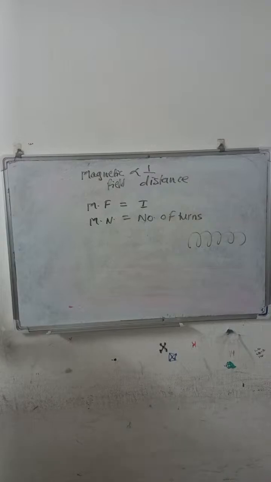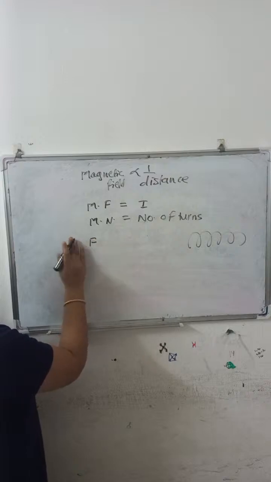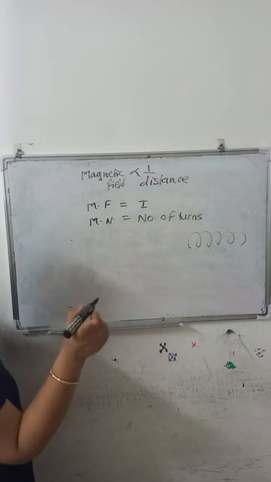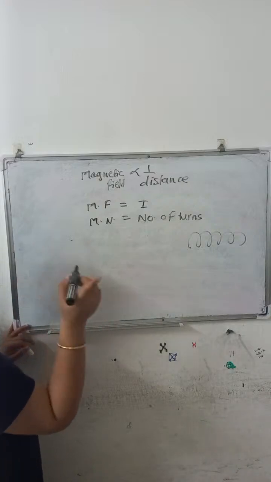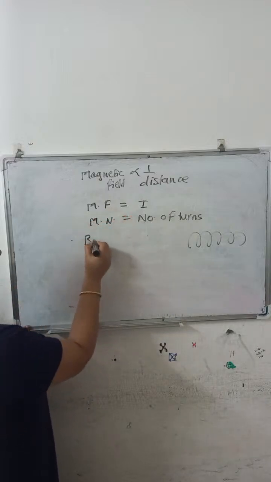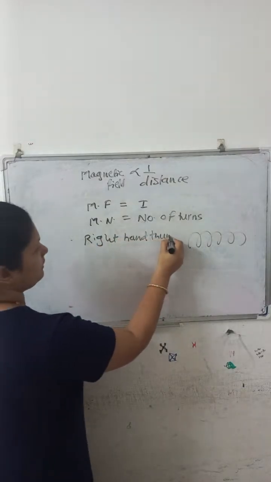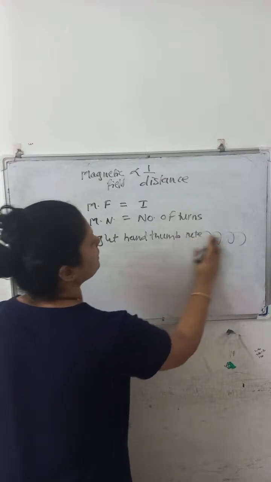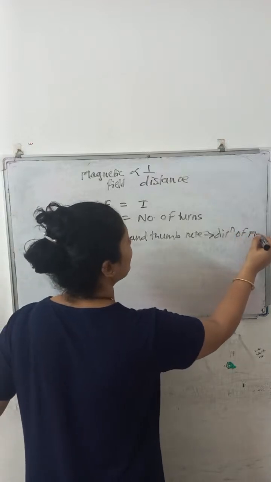There is one more thing about magnetic field: how to find the force on an object due to the magnetic field. Here with the right hand thumb rule, we are calculating the direction of the magnetic field. Right hand thumb rule gives the direction of magnetic field.